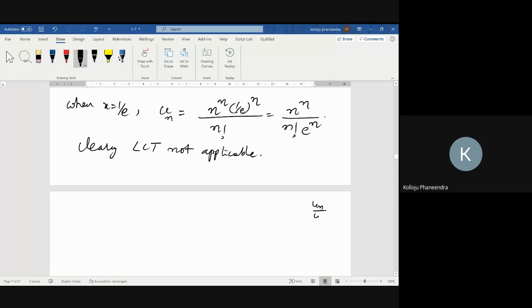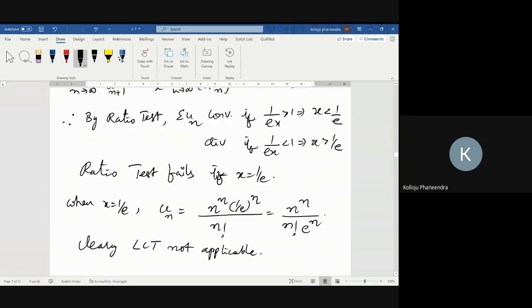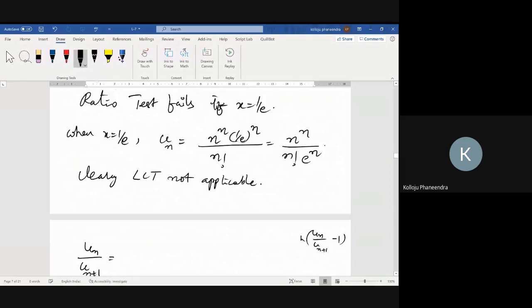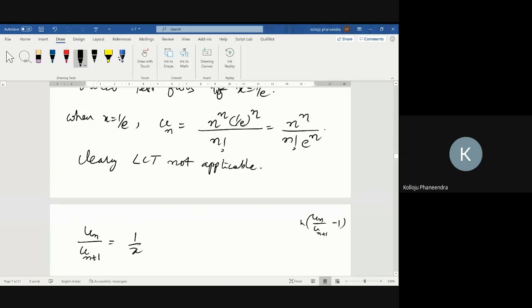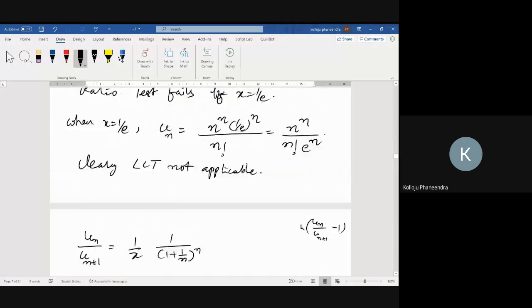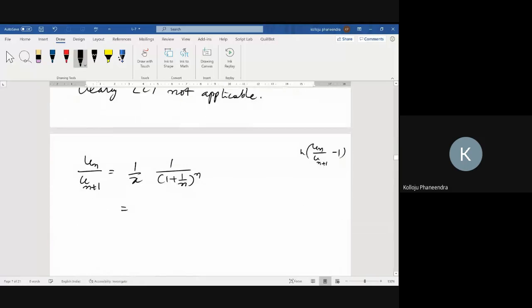For Raabe's test, again I have to take the ratio minus 1, multiplied by n. So what is un by un plus 1? Already we have un by un plus 1, which is 1 by x times 1 plus 1 by n whole to the power of n. What is the x value? The x value is 1 by e, so 1 by x is e. So this is e by 1 plus 1 by n whole to the power of n. Here x equals 1 by e. This is un by un plus 1.